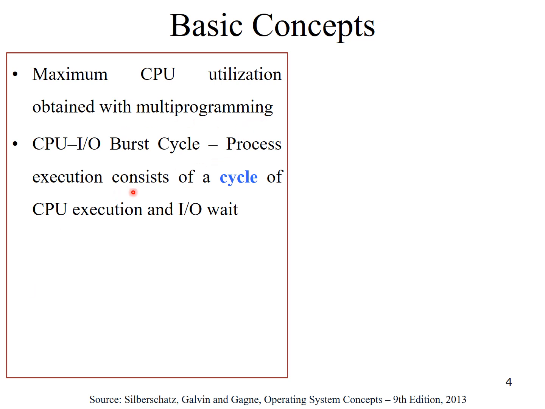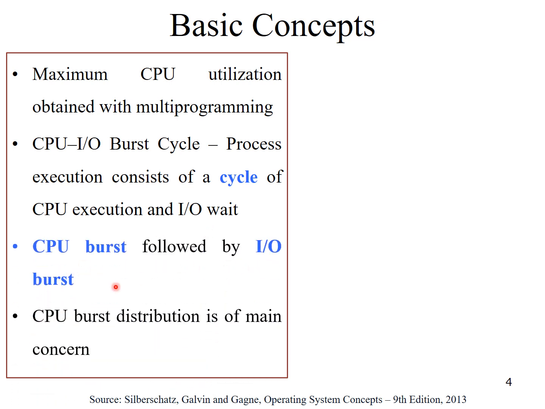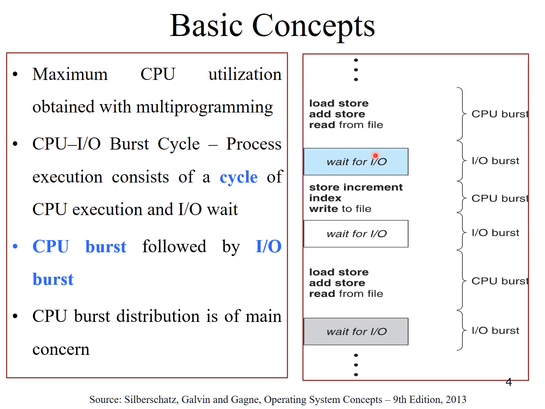The process execution consists of a cycle of CPU execution and I/O wait. CPU burst is followed by I/O burst, and CPU burst distribution is of the main concern. As shown in this figure, we could see the process execution is happening and it's consisting of a cycle of CPU execution and I/O wait. We can see the CPU burst is followed by the I/O burst.